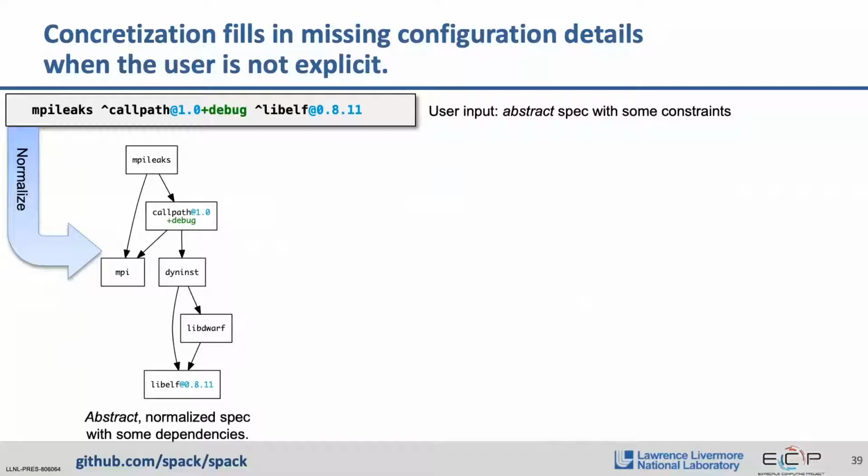This is sort of the abstract graph that we built from it. MPI leaks depends on this package. You can see that the constraints from the command line are on that node. It's only depending on MPI at this point, and then the constraint on libelf is there.